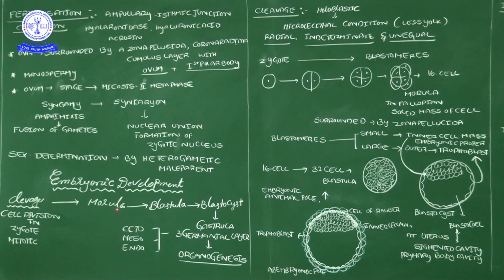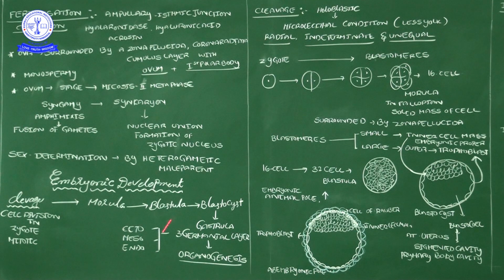Then after the morula it will become a blastula. After the blastula comes the blastocyst. This blastocyst stage exists only to start the implantation process. I will continue on implantation. This blastocyst will become a gastrula. The gastrula is nothing but the three germinal layer condition.